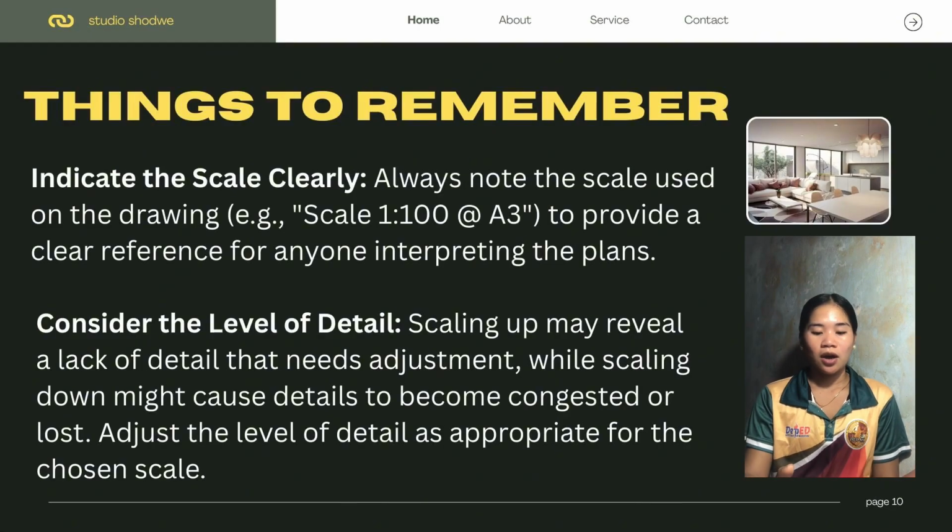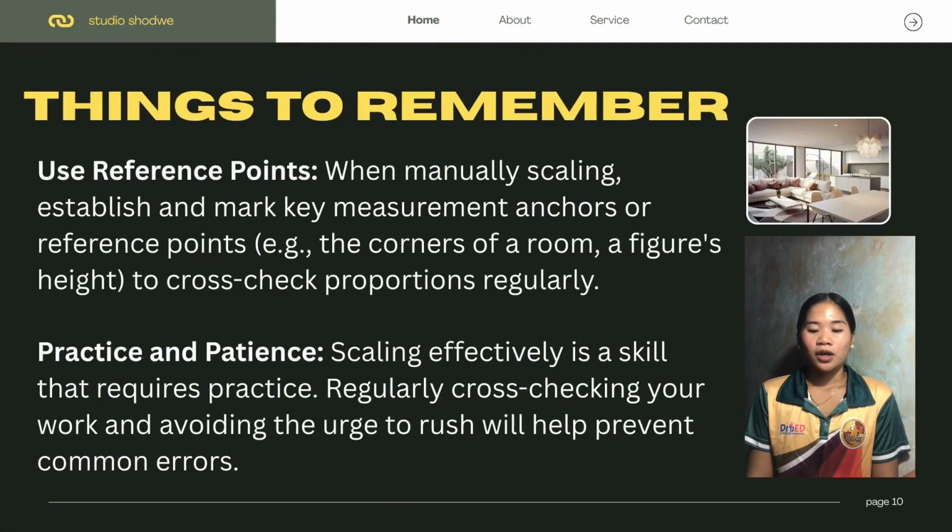So next is use reference points. When manually scaling, establish and mark key measurement anchors or reference points. Example given, the corners of a room, a figure's height, to cross-check proportions regularly. Use reference points when scaling by hand. Choose important points like the corners or height to guide you. These points help you check if everything stays proportional.